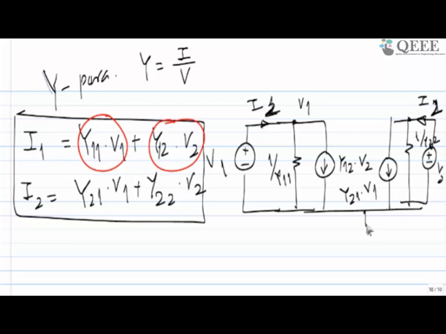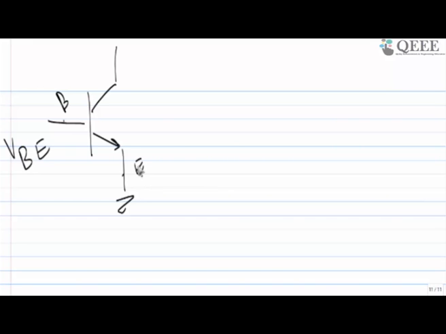So if that is the case, let's keep this network to one side, and let's look at what your BJT looks like. The BJT has VBE as an input. This is the base, this is the emitter, and this is the collector. And there is one more input, VCE. And there are two currents, IC and IB.